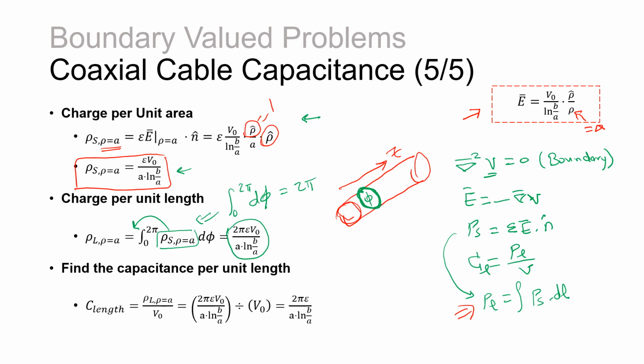And finally, we can calculate our capacitance per unit length by dividing, as I have said here, rho L over V, and V, of course, equals V naught minus 0. This is the inner conductor. This is for the outer conductor. Just reformulation. Finally, you will get that the capacitance of a coaxial cable equals 2 pi epsilon over ln b over a per unit length. Thank you.